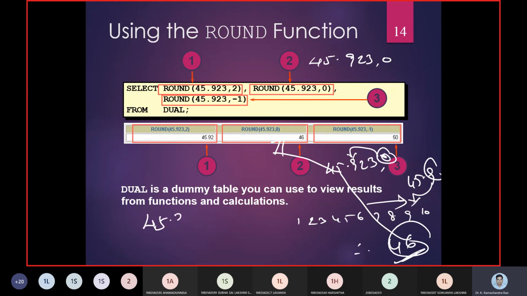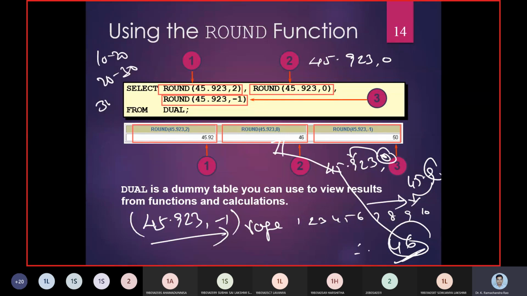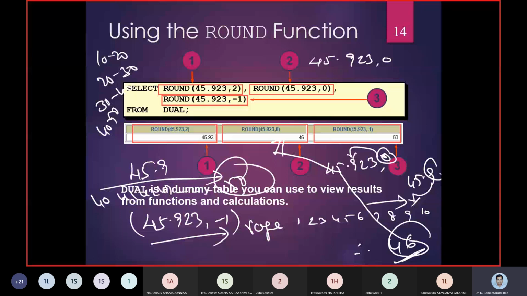Next comes 45.923 comma minus 1. So it is moving to the range. That means it is 10 to 20, 20 to 30, 30 to 40, 40 to 50. Now what was it showing? It is showing 45.9. So it is towards 40, 41, 42, 43 up to 50. Therefore for 45.9, the nearest value was 50. So that is the reason why we moved to the 50 at the last position.